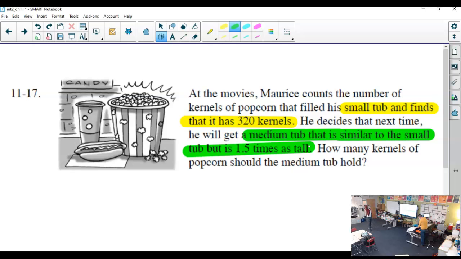Let me double check because I don't like how this question's written. 1,080. Yeah. Sorry, my brain was mixing up that the circles would be congruent, but if it's similar, it's not just 1.5 times as tall. 1.5 is the scale factor on edge length, so you would cube it. The circle would have to be 1.5 times as big as well. That's chunky. So yeah, 1,080 kernels. If you compare 320 to 1,080, that's way different.